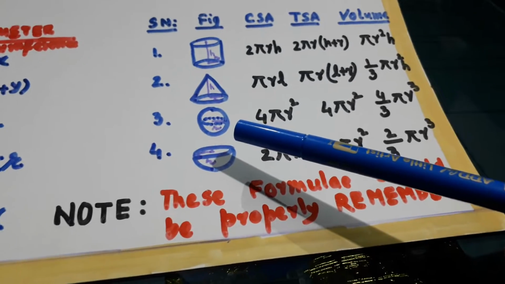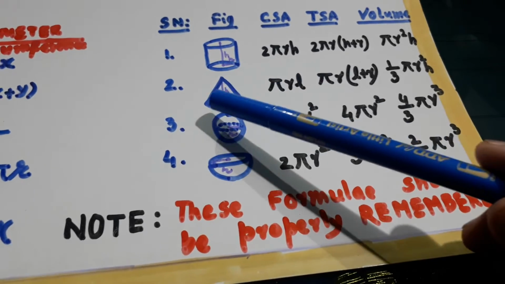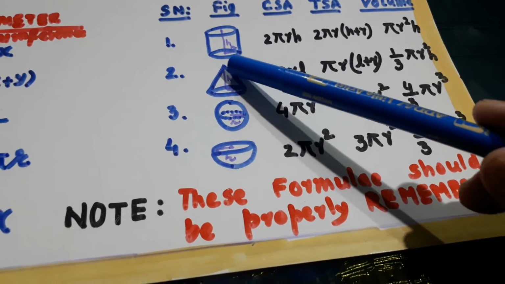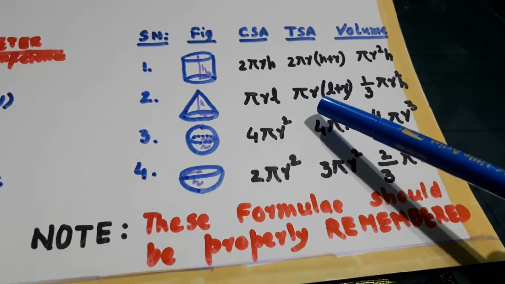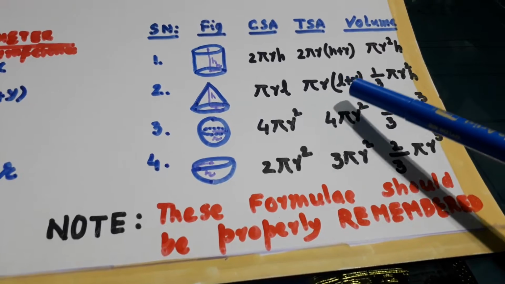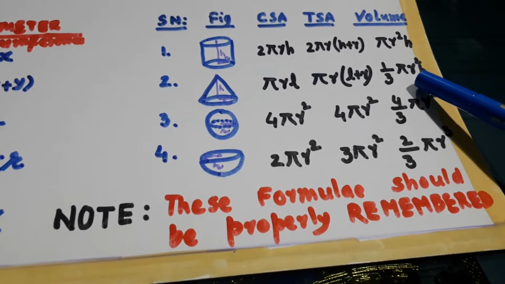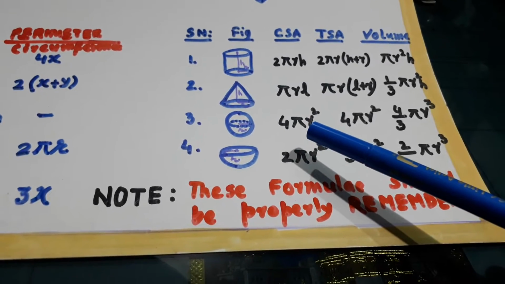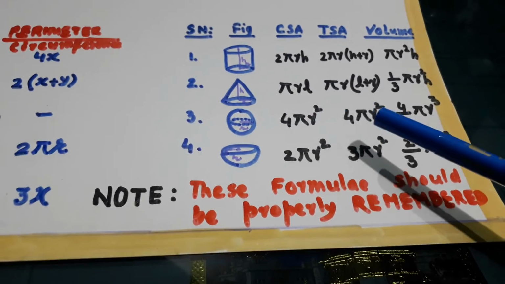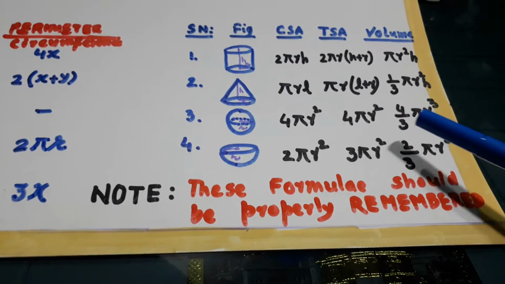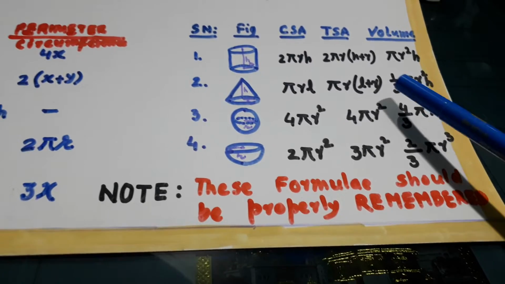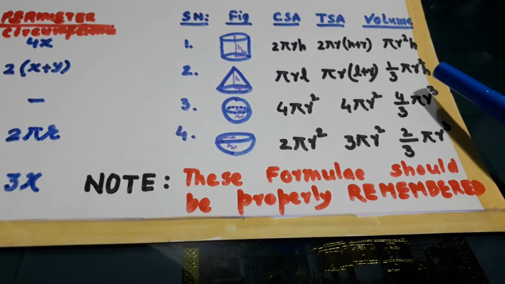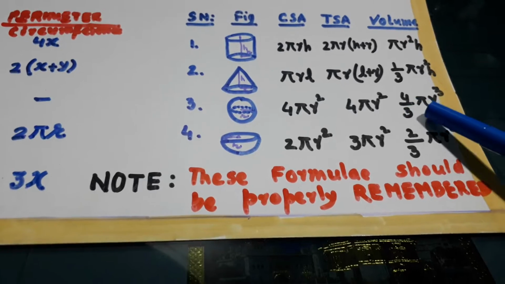Cone. In this case curved surface area is pi r l. L is the slant height, and total surface area is pi r into l plus r, and volume is 1 by 3 pi r square h. In the case of sphere, curved surface area is 4 pi r square. Total surface area is 4 pi r square. Volume is 4 times this. It will be 4 by 3 pi r square. h की जगह r लगा देना है, 4 by 3 pi r cube.